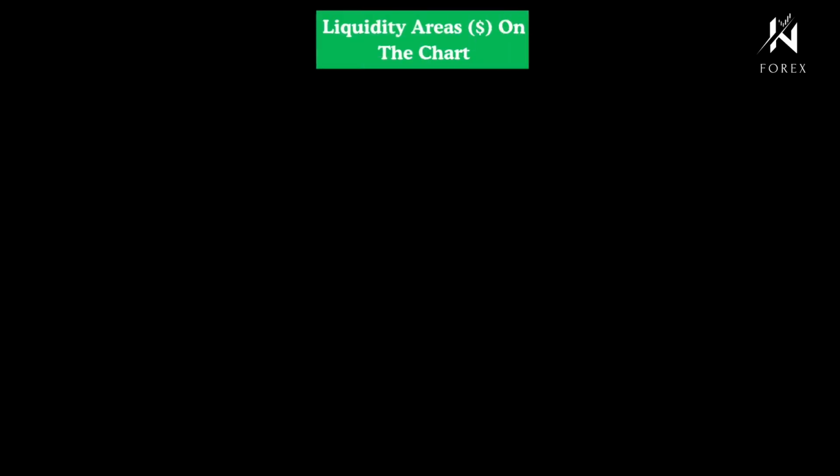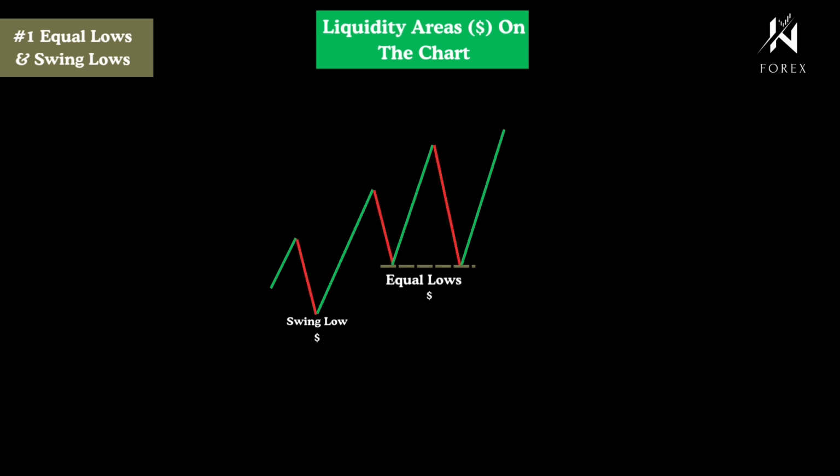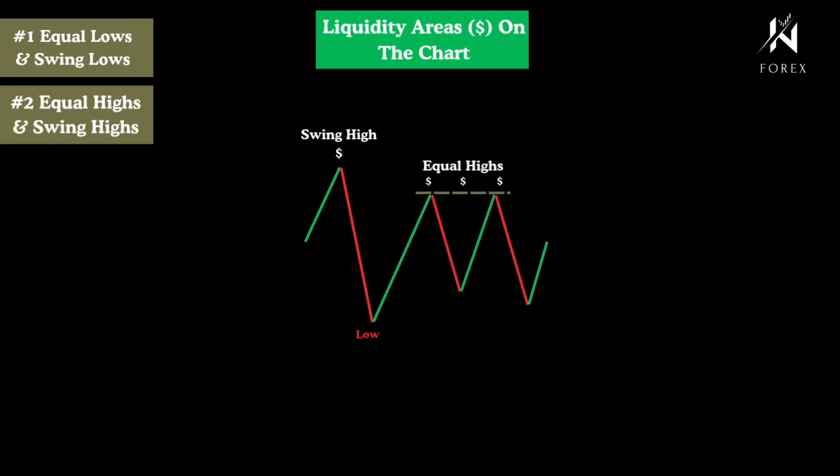Liquidity can be spotted in different areas on the price chart. Some examples are equal lows and swing lows. Liquidity often gathers just below prior equal lows or swing lows, as these zones tend to draw buying interest and lead to an accumulation of orders. Equal highs and swing highs. Likewise, liquidity tends to appear above these levels, where selling pressure may build up.